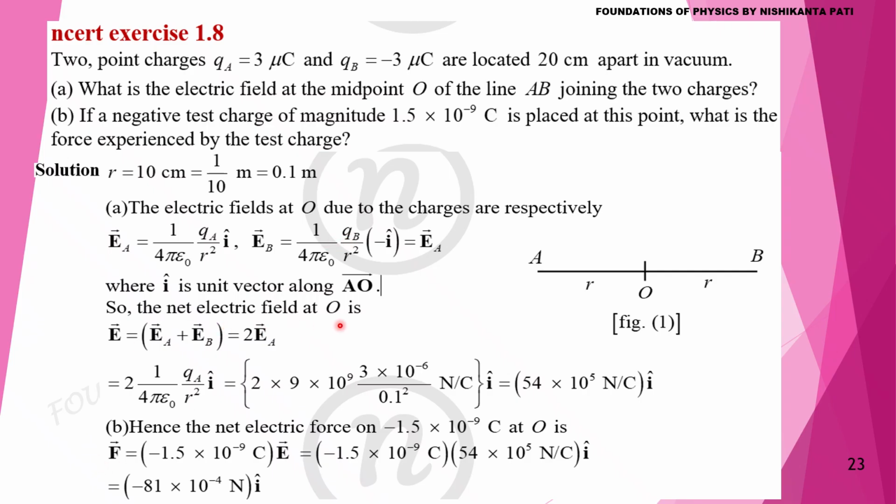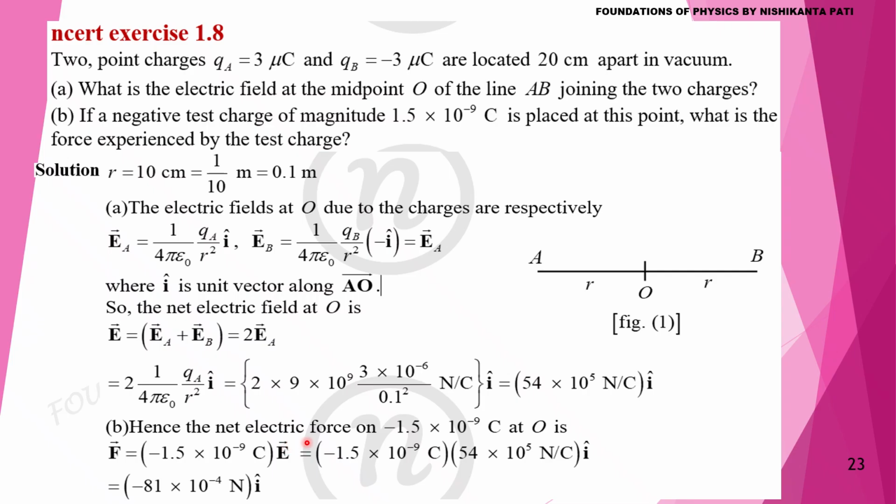So the net electric field at O is E vector equal to EA vector plus EB vector. Since EB vector equals EA vector, it comes to 2 times EA vector. Then all the values are converted to meters. So this is the resultant electric field at O due to what is actually a dipole.